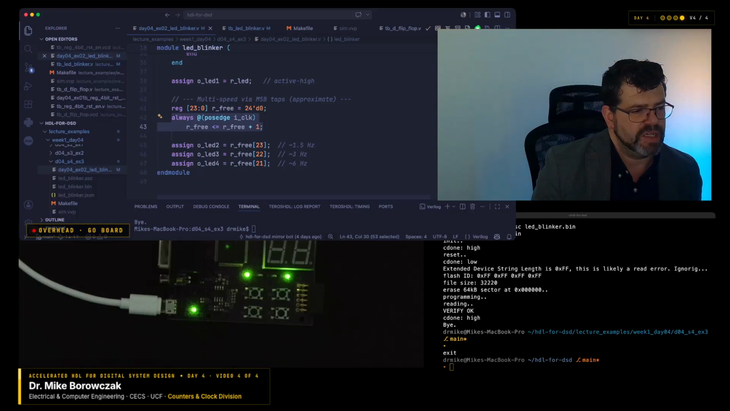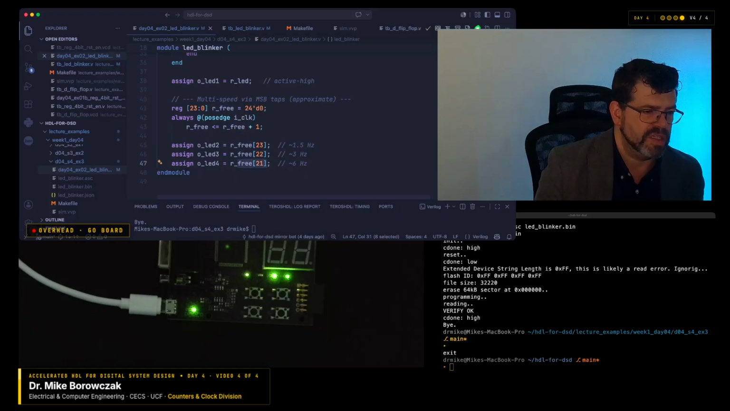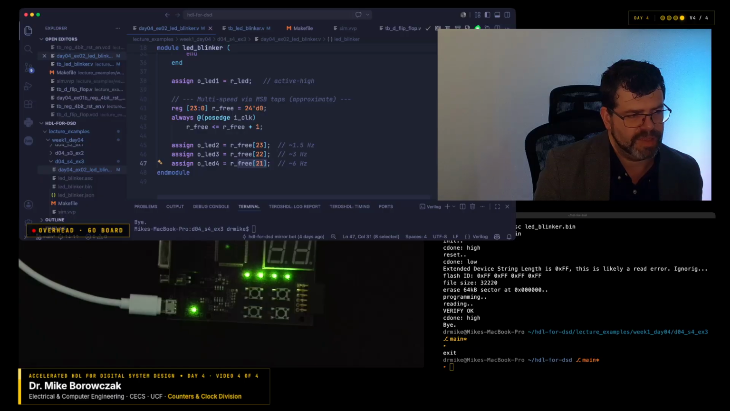But what you basically see here is we have LED 2, 3, and 4. And all we're doing is we're looking at this free running counter. We're looking at these individual bits here. And that essentially maps every one of these is a doubling of frequency. So that's what we have.